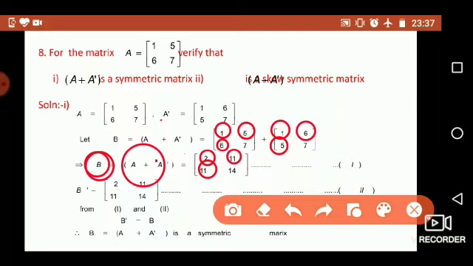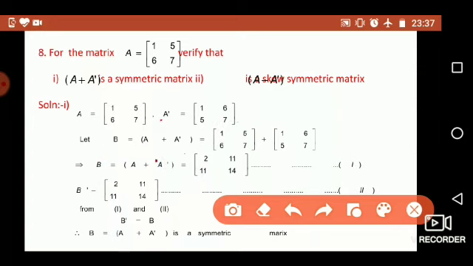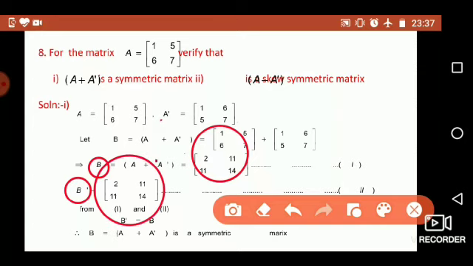Now, let me show that B is equal to B dash, because our B is nothing but A plus A dash. Let me take the transpose of B, which is the transpose of A plus A dash. Now, the transpose of B is B dash, containing once again the elements: first row elements become the first column and second row elements the second column. Therefore, that matrix is again 2, 11, 11, 14.